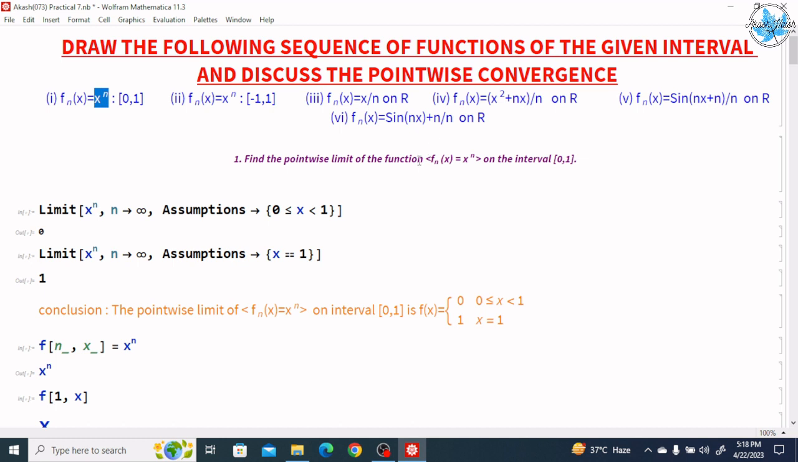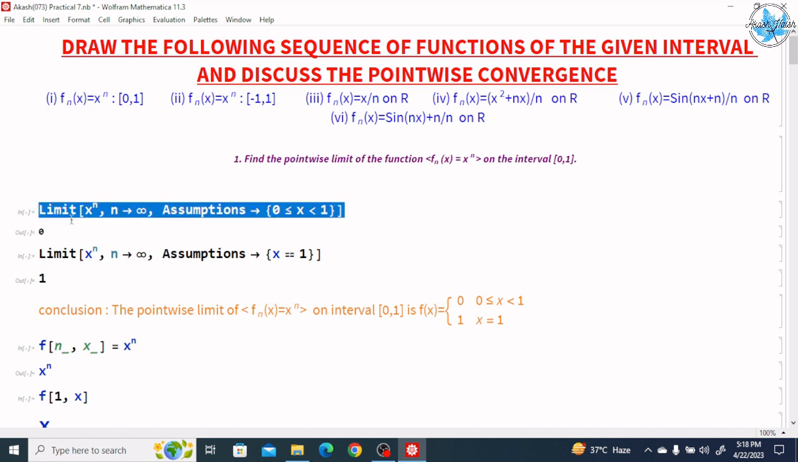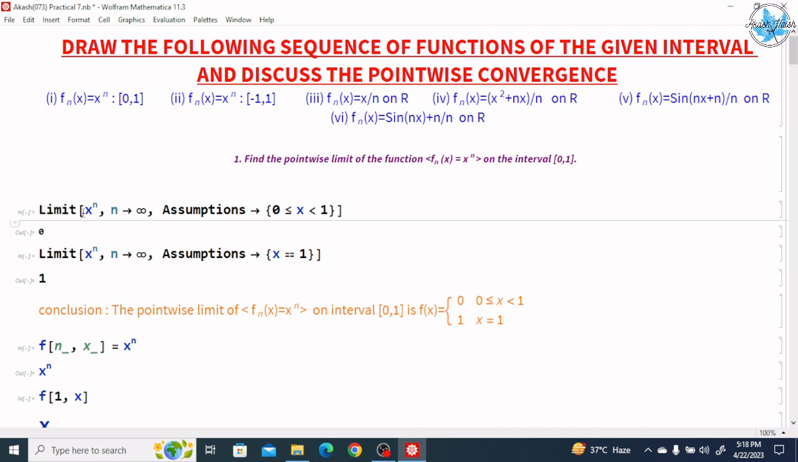So let's start the video with the first example that I have taken, that is x to the power n is my function in the interval 0 to 1. First we will find the limit of x to the power n by giving the command Limit. Then in the square bracket write x to the power n. How can you write all these things?